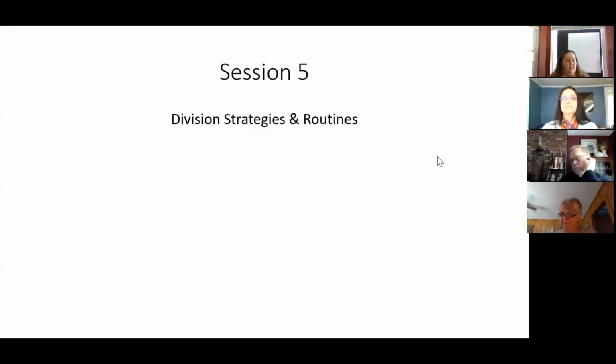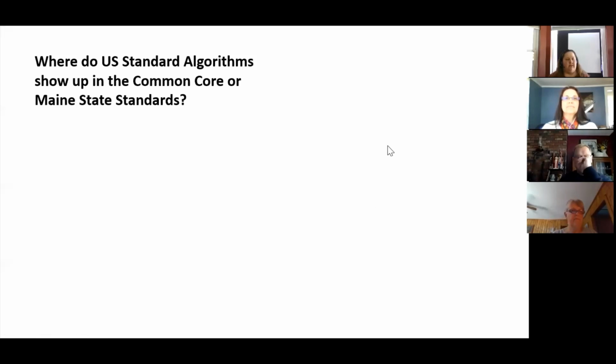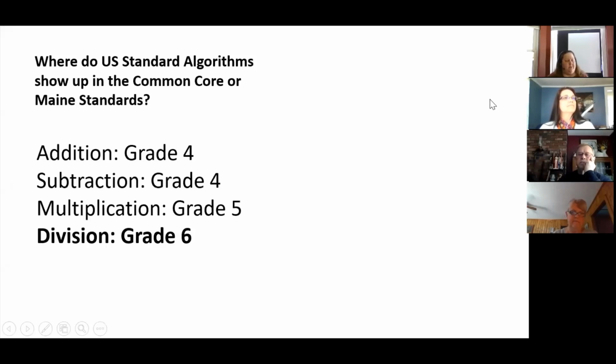I'm going to start out with sharing my screen. So like always, we're going to start with where do we expect to see that U.S. standard algorithm for division. We know that when we looked at addition and subtraction, students must be able to fluently use the standard algorithm in grade 4. In multiplication, it's fluently used that standard algorithm in grade 5. And so this week we're building on that for division. Fluently using the standard algorithm for division is grade 6. That is where we expect to see that happen.